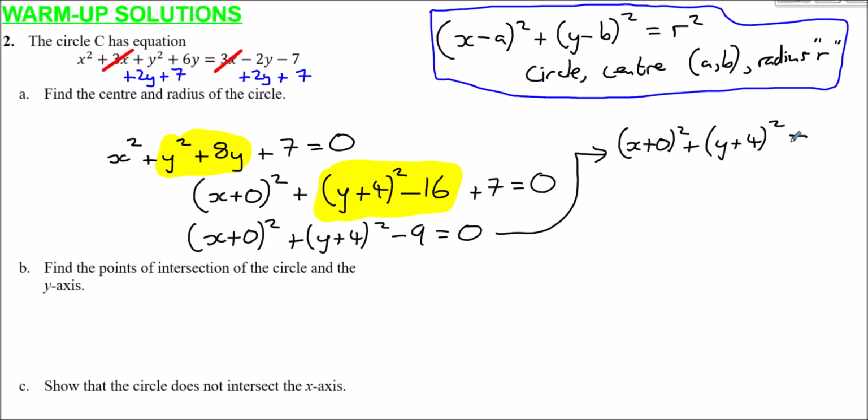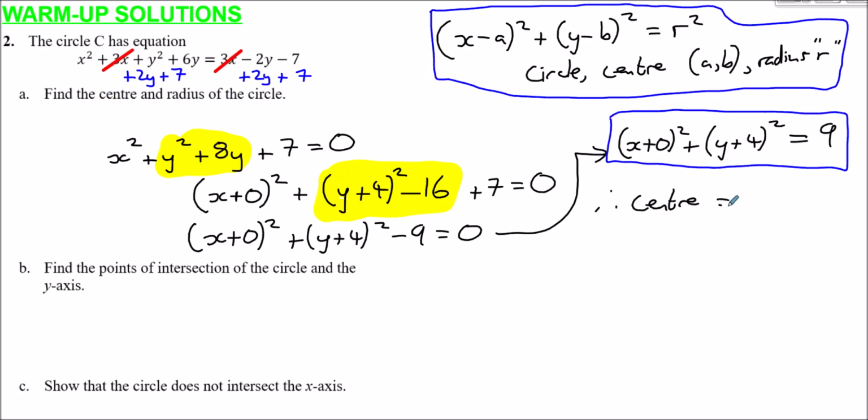Add 9 to both sides equals 9. And so we've got it in the correct form. Therefore, we can answer the question as we need. So the centre is going to be this value here if it's sign switched. Minus a becomes plus a and so on. Plus 0 becomes minus 0. In other words, still 0. And over here, plus 4, the y coordinate is minus 4. Like so. That's the centre of the circle.